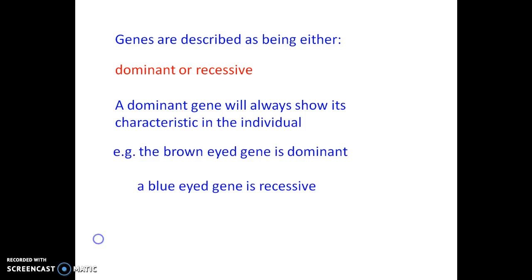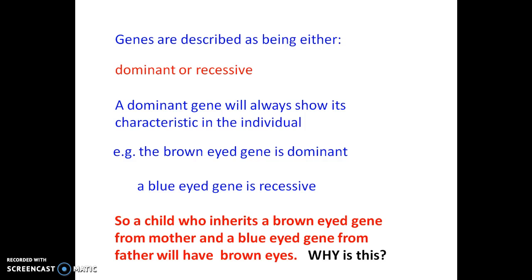So, for example, the brown-eyed gene is a dominant gene, but the blue-eyed gene is a recessive gene. So if we're thinking about eye colour, the brown-eyed gene is dominant. Any child that has a brown and a blue-eyed gene will only have brown eye colour. So if you inherit a brown-eyed gene from mum and a blue-eyed gene from father, then that child will have brown eyes. Think back, why is this? You need to write a definition of a dominant and a recessive gene at this point, so you might want to pause the video again.